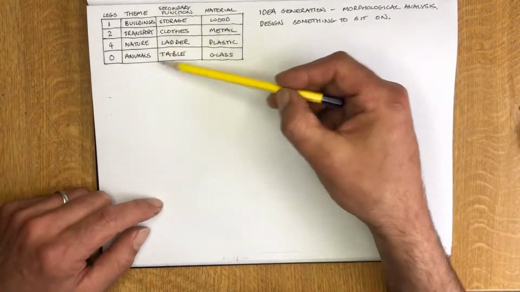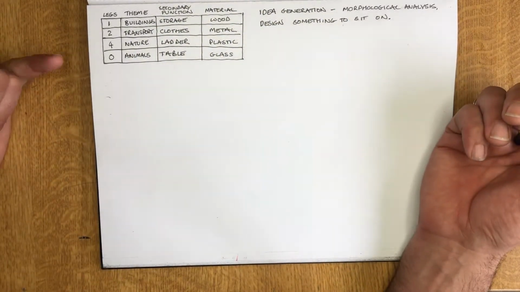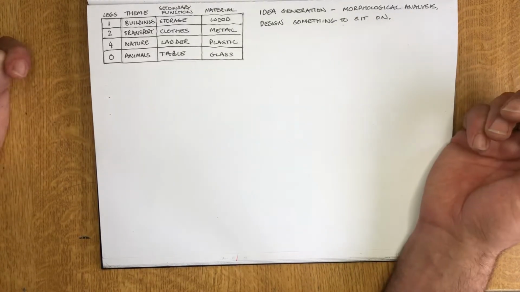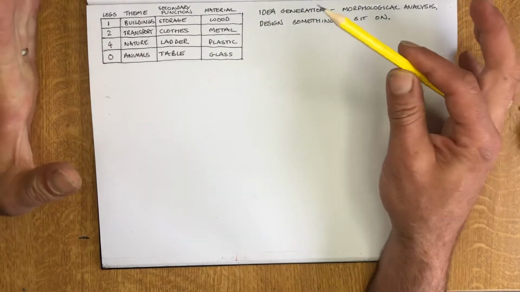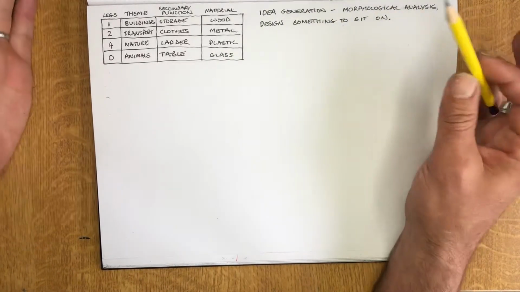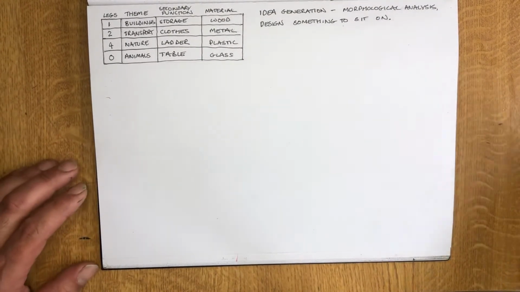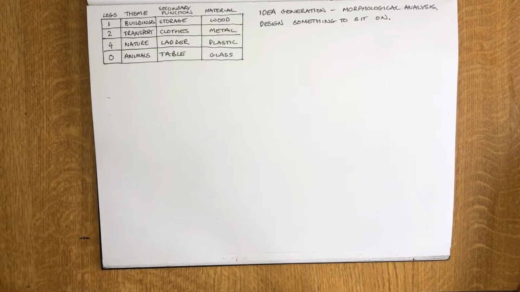So the idea is that you create a table. Today I'm designing a chair. Or actually, I've made it a very open brief: design something to sit on. As soon as I say chair, I'm going to start thinking about backs and things like that. So I'm trying to keep it quite open, to allow lots of options to come up with some interesting designs. So we're designing something to sit on.